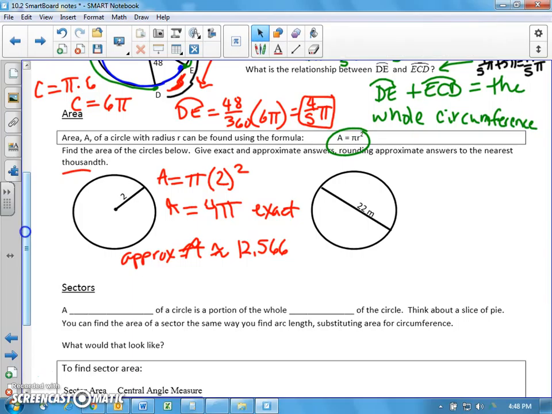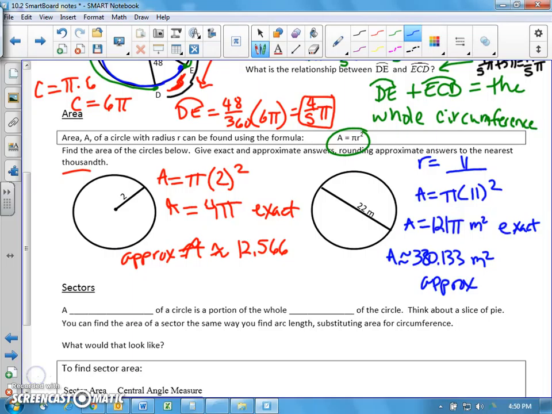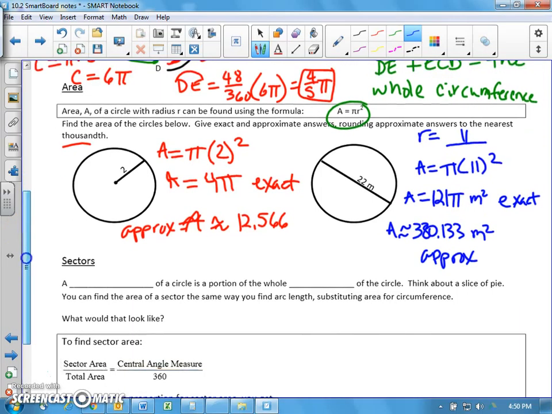Stop the video now, and I want you to do the next one. Be careful, make sure that you find your radius before you try to use the formula, because what you're given is the diameter. When you have it, start the video again and check your answer. Check your answer, make sure that you're having 121 pi square meters for your exact answer and 380.133 square meters for your approximate answer.